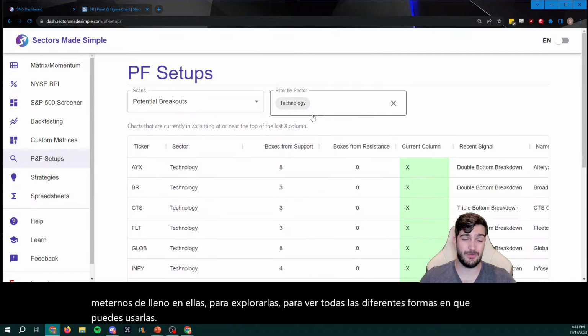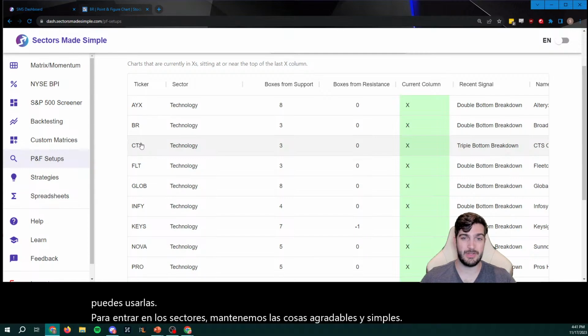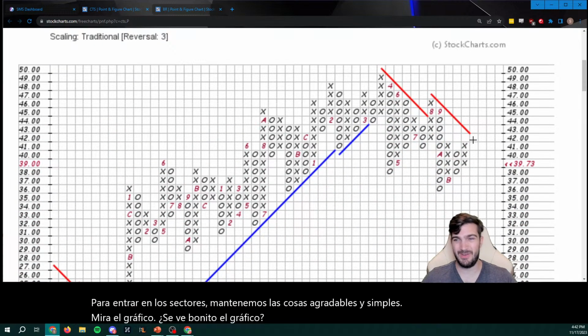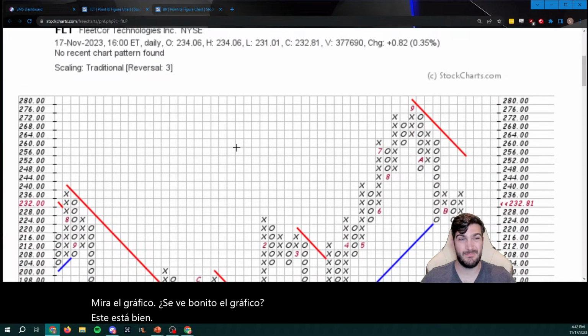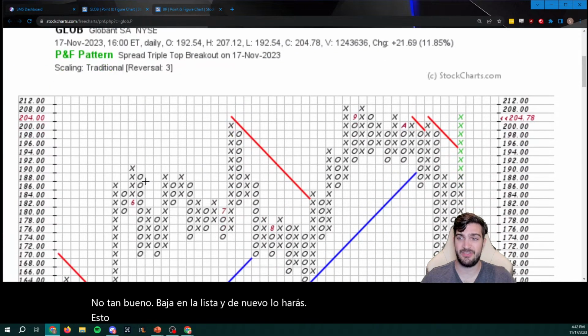For step into sectors, we're keeping things nice and simple. Look at the chart. Does the chart look pretty? This one is okay. Not so good. Go down the list, and again, this will start to make sense. You will start to see signs.